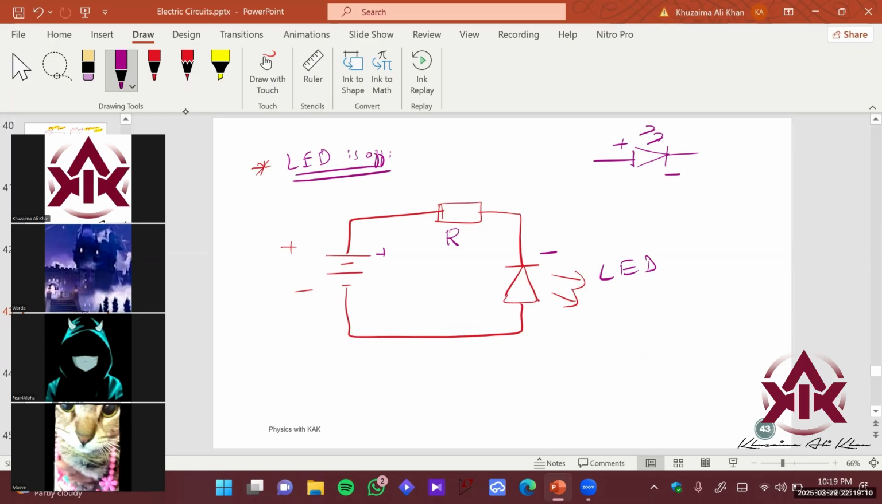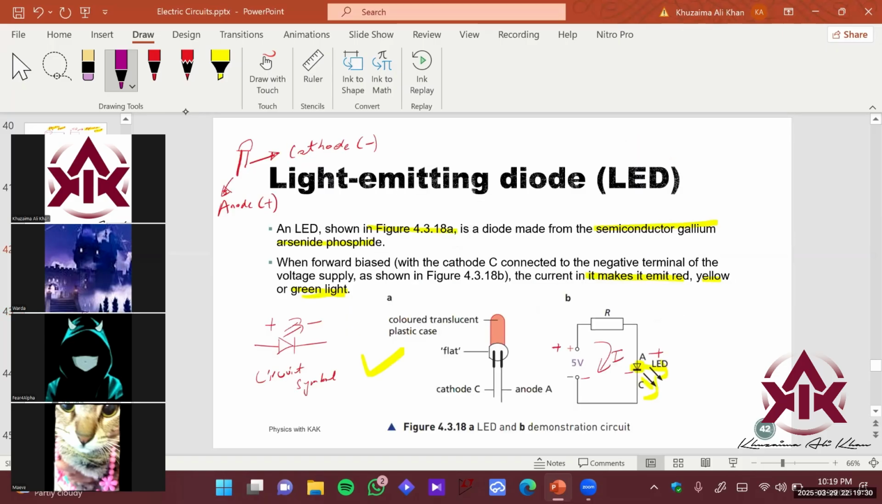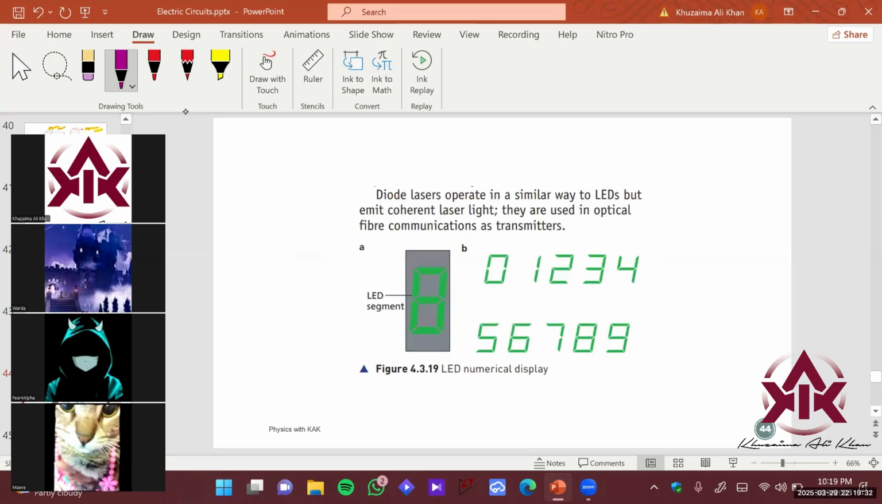So in this configuration, the LED is going to be off. Why? Because now the positive of the battery is linked with the negative of the LED, and the negative of the battery is linked with the positive of the LED. So there is not going to be current flow in the circuit, and this LED is going to be off, right? So the polarity is very important in the case of an LED. Okay, so this is an LED, and we have seen this multiple times.